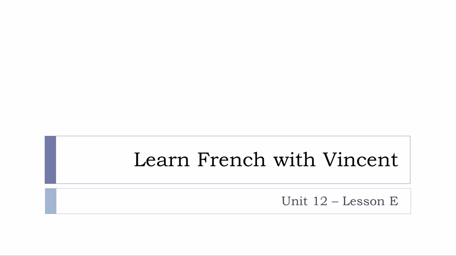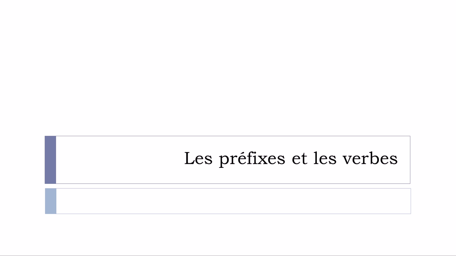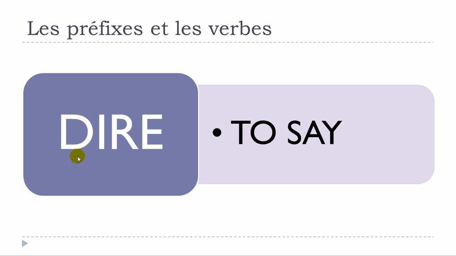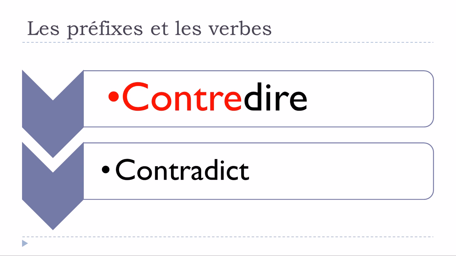Bonjour à tous and welcome to Learn French with Vincent. This is Unité 12, leçon E. And we'll start a series of videos that will cover the subject, les préfixes et les verbes. And in this video, we will see actually the verb dire. You get the translation here in English, so dire, okay? And then we'll see that it's possible to add some prefixes, so it's possible to add some letters before this dire, and then by adding these letters, we will modify the meaning of dire, okay? So let's see. And the first thing that we've got here is contre, and then dire, okay?